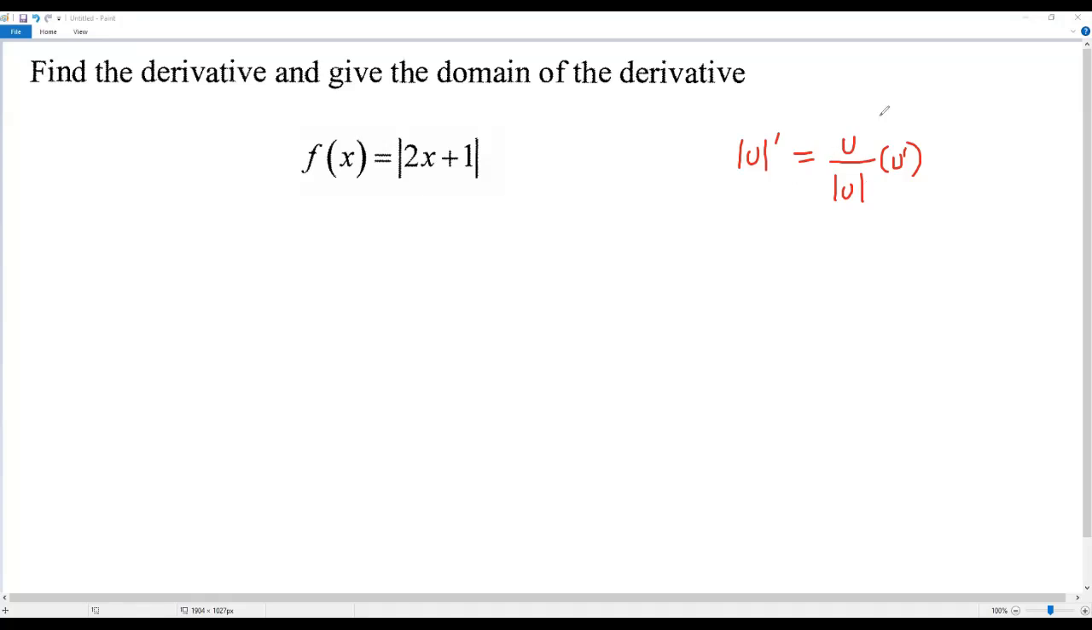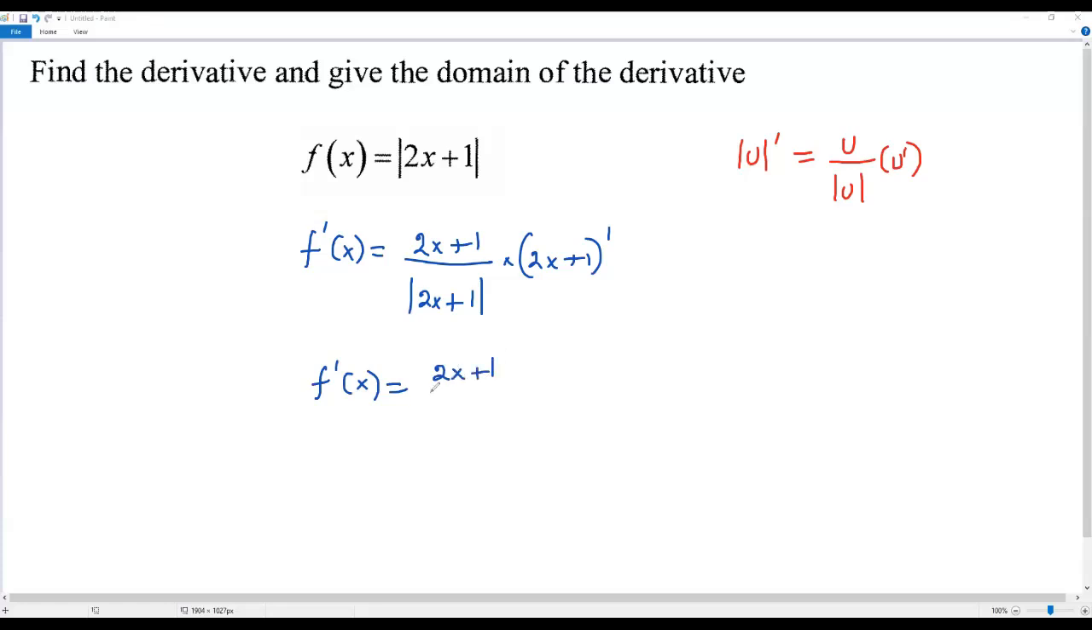Let me apply this in my problem. The derivative of f of x is f prime of x. First, I have to take the stuff inside the absolute value as it is in the numerator, that is 2x + 1. In the denominator, I have to take the absolute value as it is, that is absolute value of 2x + 1, times the derivative of the stuff inside the absolute value, that is (2x + 1) prime. Now f prime of x equals (2x + 1) over absolute value of 2x + 1, times.